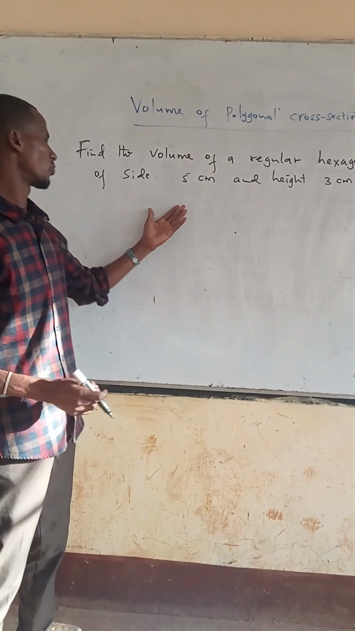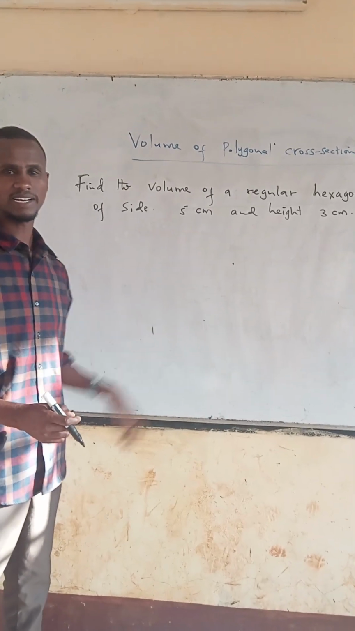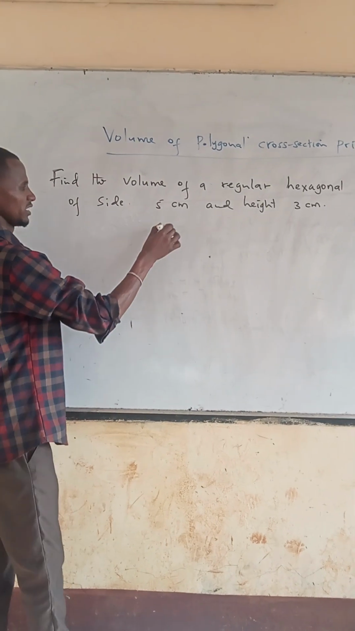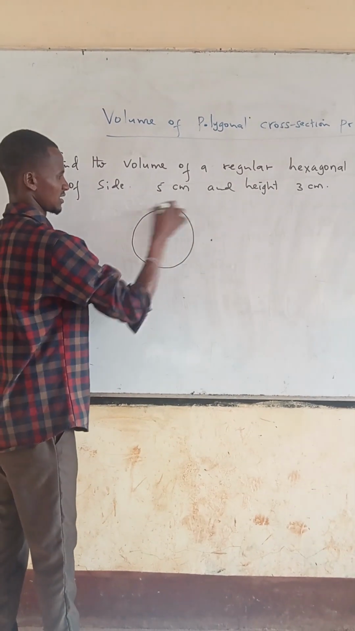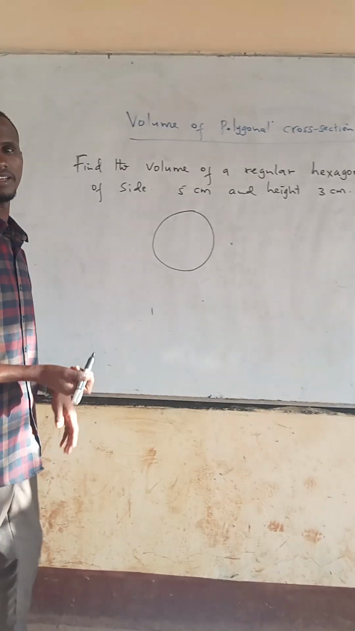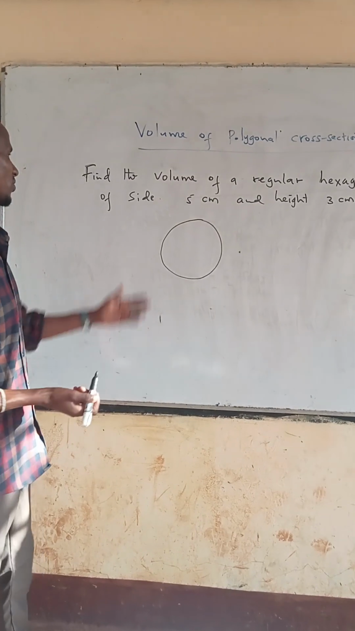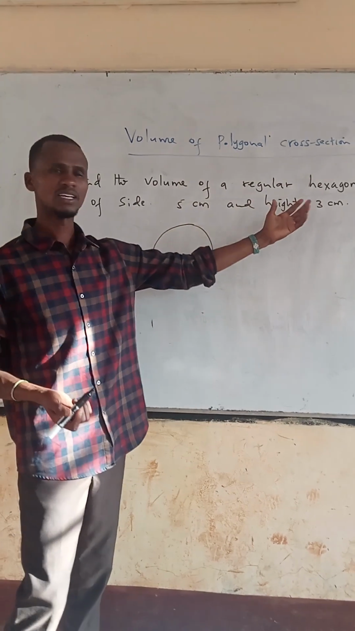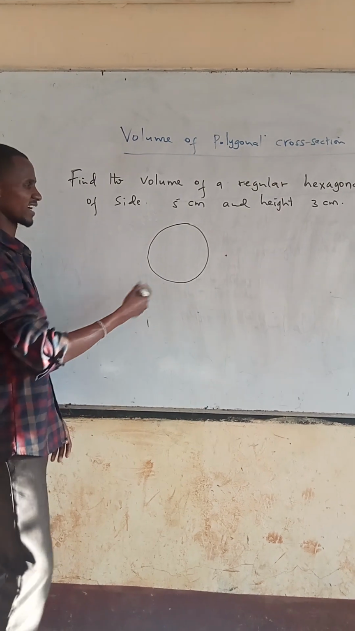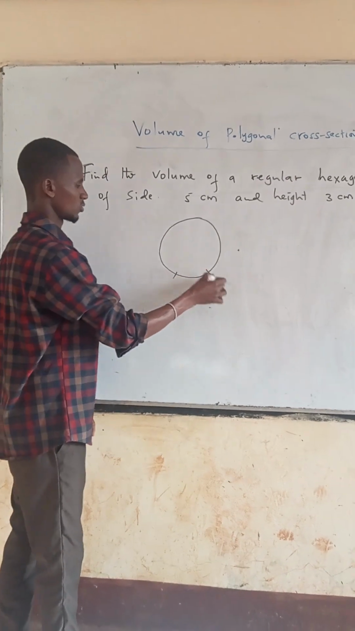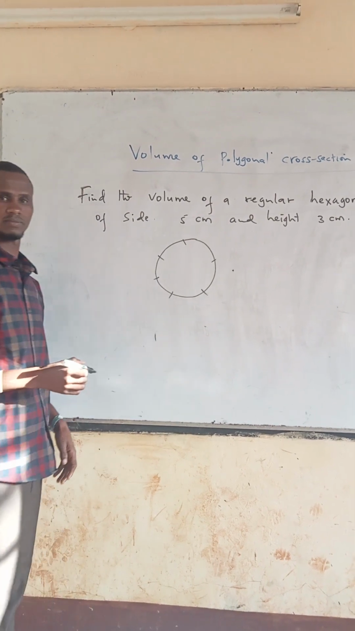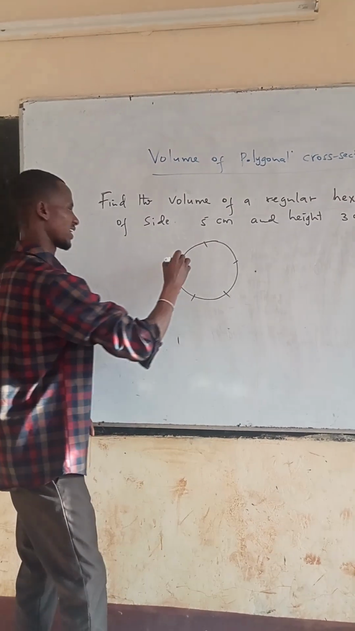First of all, we can do this by illustrating with a diagram. The easiest way of drawing a polygon is to draw a circle like that, and then subdivide it into the number of angles. We know that a hexagon is a polygon with 6 sides. So I can count 1, 2, 3, 4, 5, 6. Just a sketch. Then now I can join this.